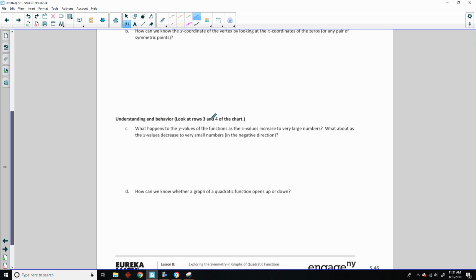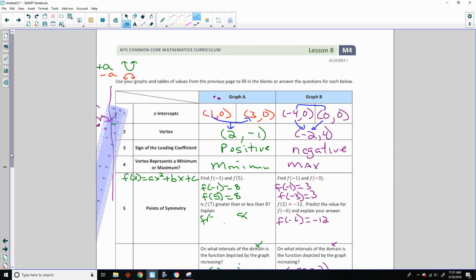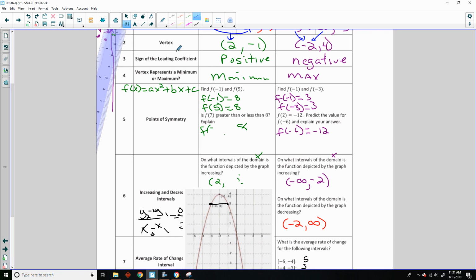Understanding end behavior. Look at rows 3 and 4 of the chart. So we go back to rows 3 and 4 of the chart now, which is here.